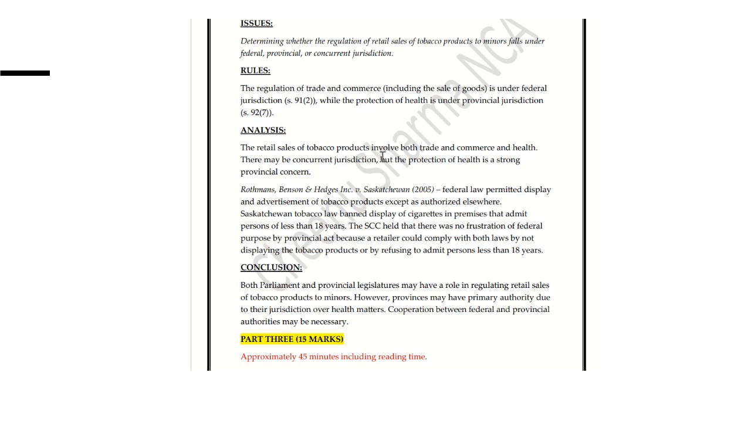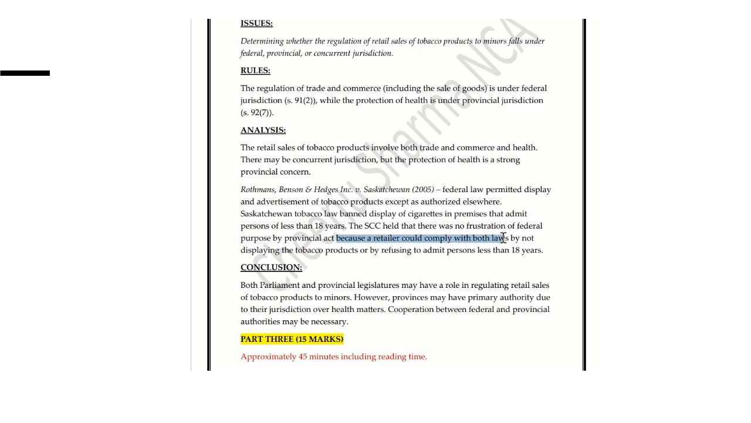So retail sale of tobacco products involves both trade and health, which we have already discussed. In this case, federal law permitted display and advertisement of tobacco products except as authorized elsewhere. In Saskatchewan, the provincial law banned display of cigarettes in premises that admit persons of less than 18 years. The Supreme Court of Canada held that there was no frustration of federal purpose by the provincial Act. The provincial Act is also trying to save the health of people who are 18 years or less.